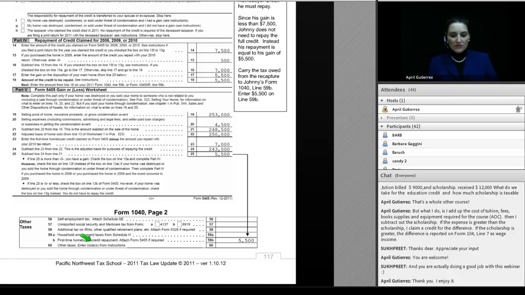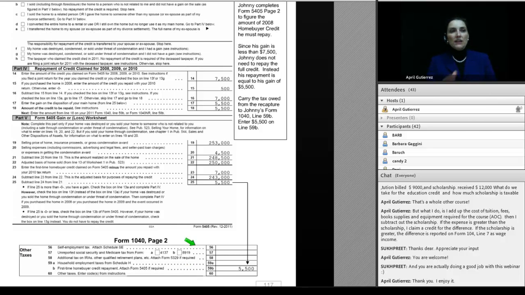So this is Johnny Sold Too Soon's Form 1040, page 2, and on line 59B, we're going to add in $5,500. Now, if he had not sold the home, we would only enter $500 on the line. But because he sold the home, we have to do that calculation. And the form itself provides space to do the calculation.